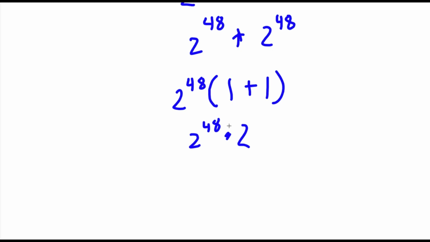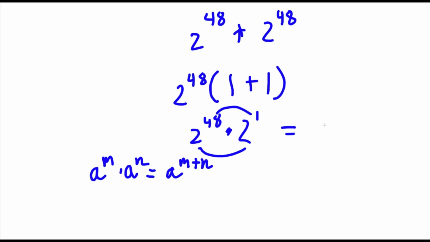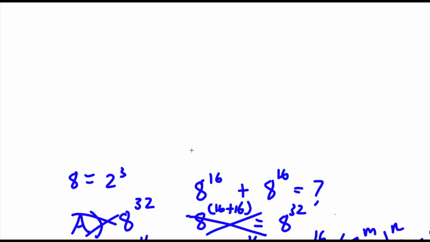Now, 2 here is the same thing as 2 to the power of 1. And as you can see, these two have the same bases. And when I'm multiplying two exponents with the same bases, let's say a to the power of m times a to the power of n, this is equal to a to the power of m plus n. So these two will add to each other, meaning this will be equal to 2 to the power of 48 plus 1, which is equal to 2 to the power of 49. So 2 to the power of 49 is our answer, which is D.